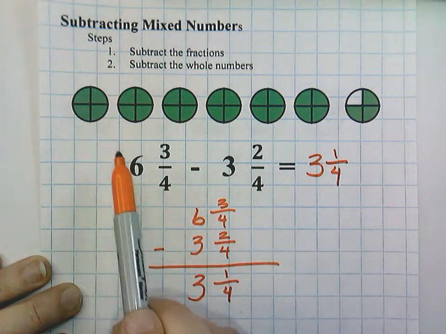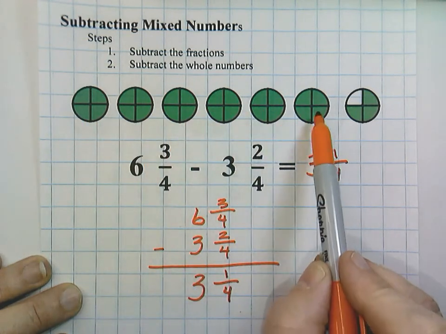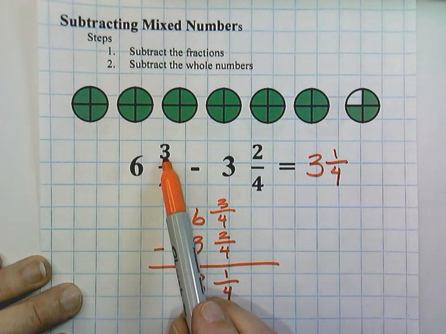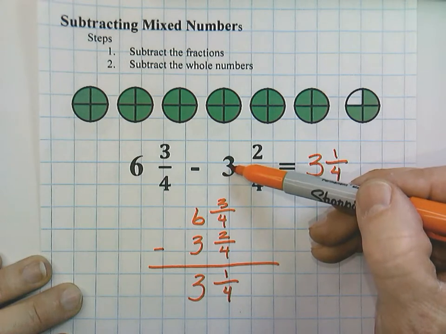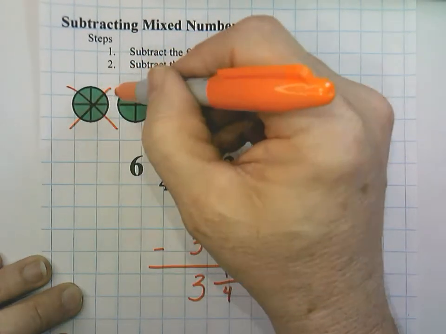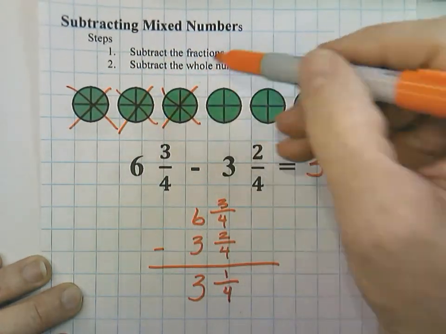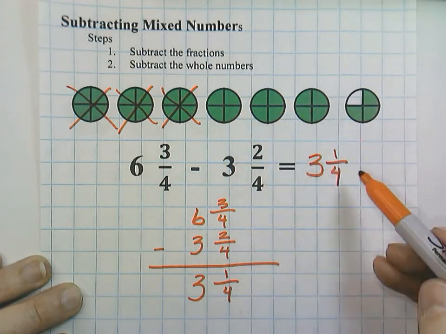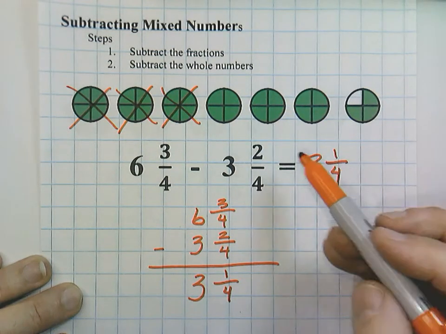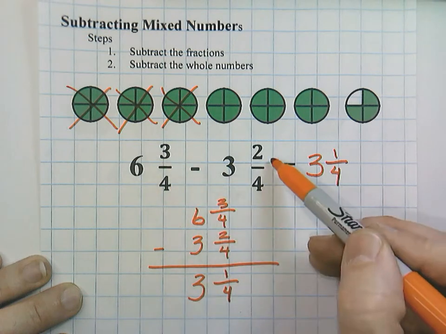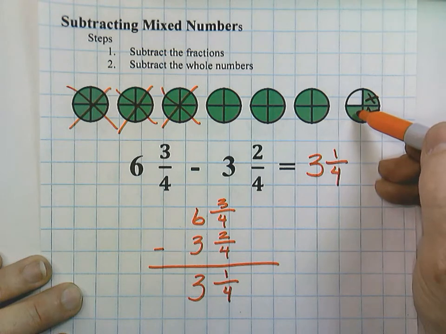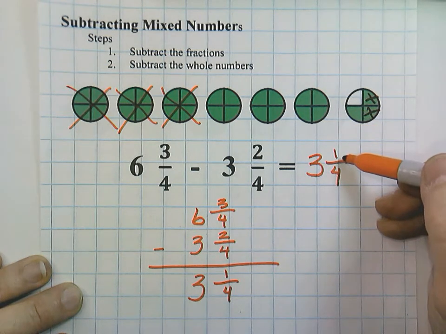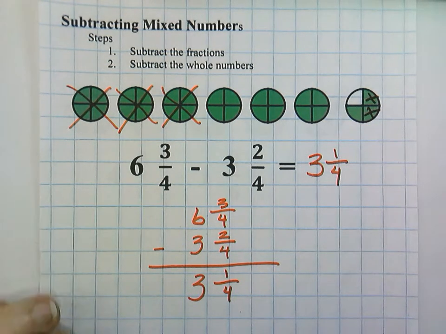Here's our whole number is 6. 1, 2, 3, 4, 5, 6. Our fraction of 3/4, 3/4. 1, 2, 3 are shaded out of a total of 4. And we're taking away 3 wholes, which leaves us with 1, 2, 3. That's where we get the 3. And then our fraction, we started with 3/4, but we're taking 2 away, which leaves us with 1 shaded left, which would be our 1/4 for 3 and 1/4.